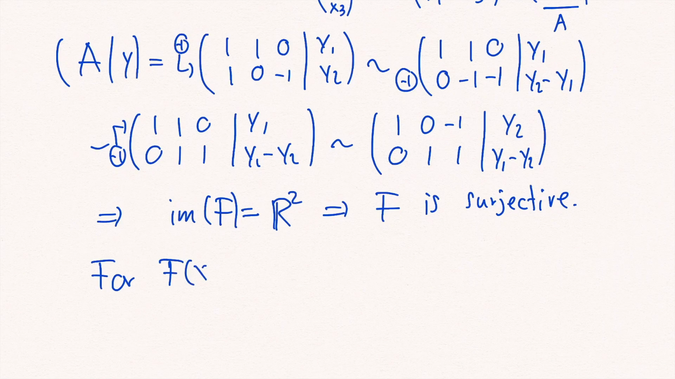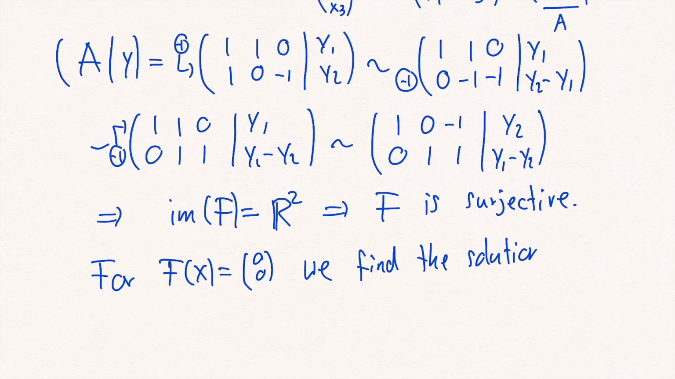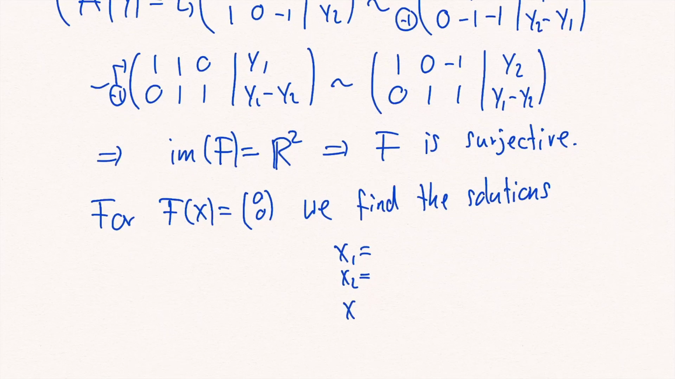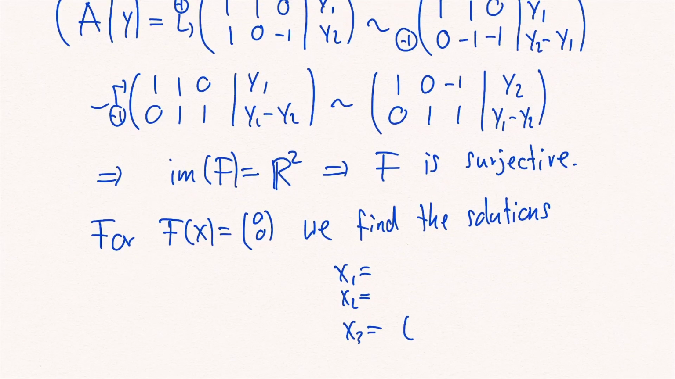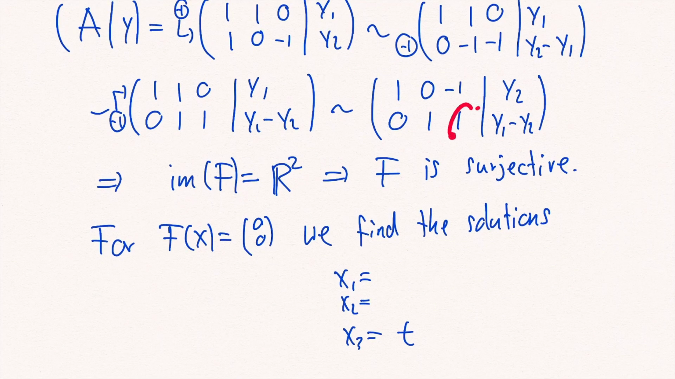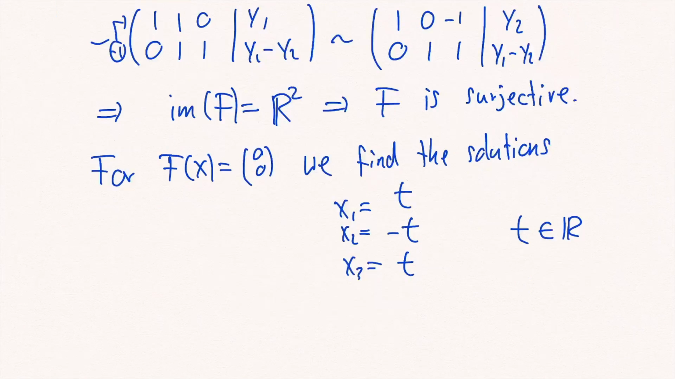So again, we can consider this equation here, f of x equals 0, 0. We find the solutions. Well, x1, x2, x3. Well, x3 can be arbitrary, and if x3 is arbitrary, what is x2? Well, we can put x3 on the other side, so we have minus t, and here it's a minus, so if we bring it on the other side, it's a plus t. So we get these solutions.